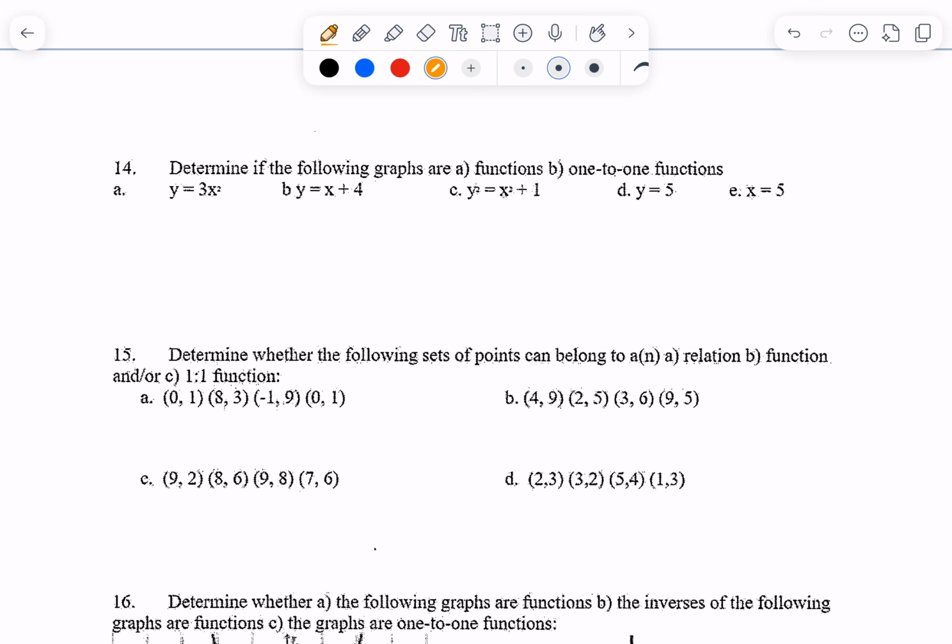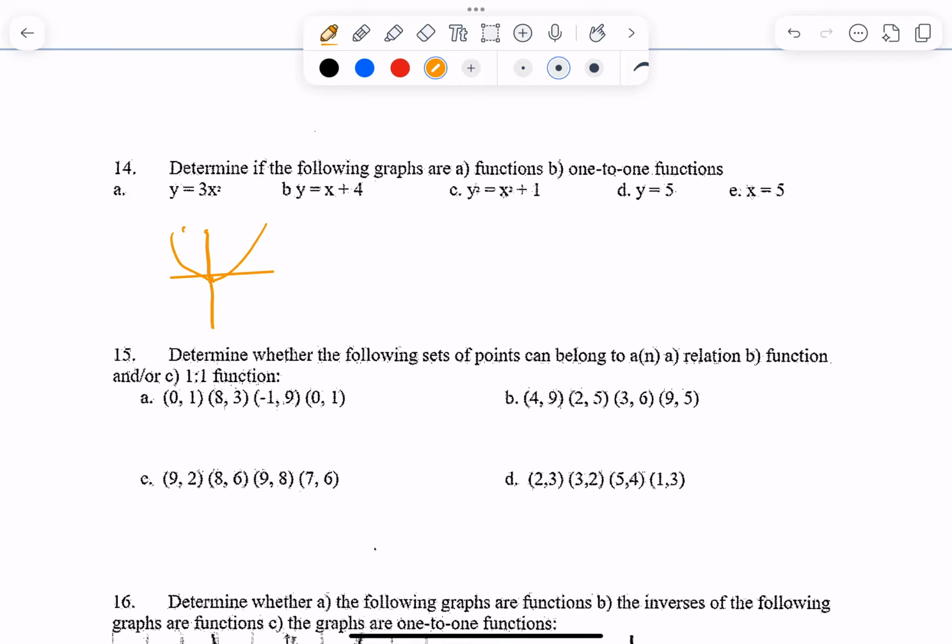for finding functions and one-to-one functions with a graph. Basically, let's first draw a graph. A 3x squared function would look something along the lines of this. You don't have to have an exact graph for finding out if it's a function or one-to-one function. The way you find out if it's a function is you do the vertical line test.